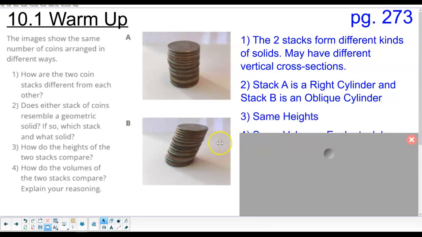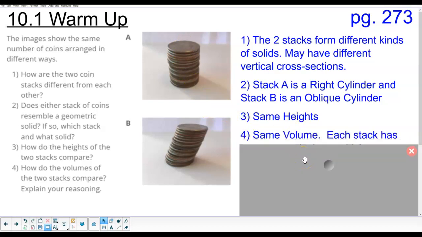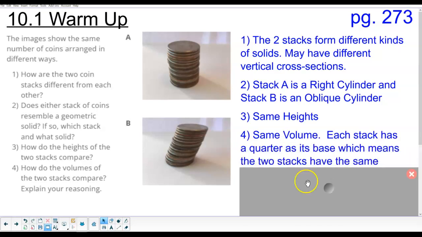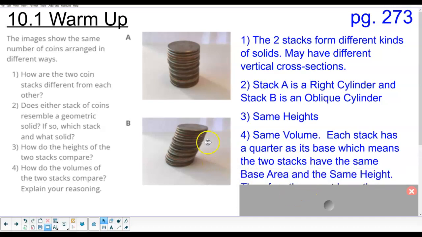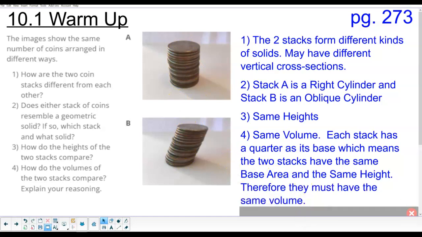Number three, how do the heights compare? Well, they both have the same amount of quarters, and they're stacked upon each other, so therefore the heights are the same. And how do the volumes compare? Well, they have the same volume. The reason why is each stack has a quarter as its base, which means the area of that base is the same for figure A and figure B. Since they have the same heights, the area of the base times the height would give me the same volume for both shapes.